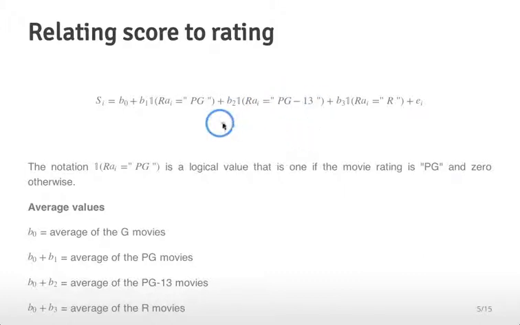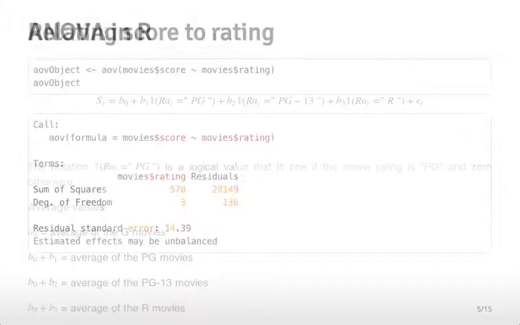Similarly, if the ith movie was PG-13, this variable was equal to 1, otherwise it's 0, and so forth. And so what we get here then is B0 is the average rating of the G movies, B0 plus B1 is the average rating of the PG movies, and B0 plus B2 is the average rating of the PG-13 movies, and so forth. So actually all we have in this model is one covariate. It's just this rating covariate, but it's separated into three different variables because there's three different levels of that factor.